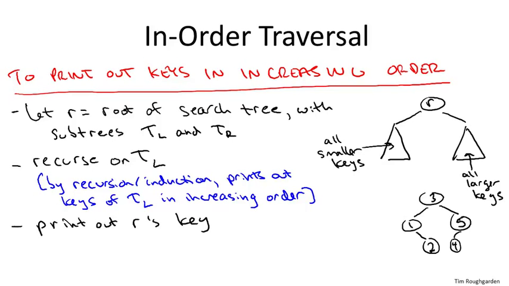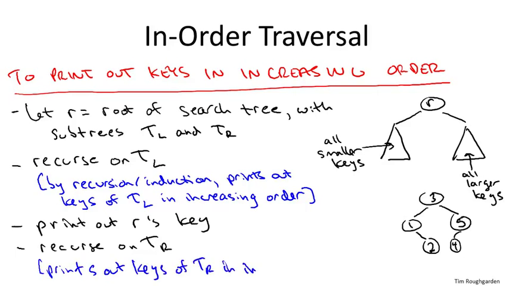And now, if you think about it, it's the perfect time to print out the key at the root, right? We want to print out all the keys in increasing order. We've already done everything less than the root's key. Recursing on the right-hand side will take care of everything bigger than it. So in between the two recursive calls, and this is why it's called an in-order traversal, that's when we want to print out r's key.